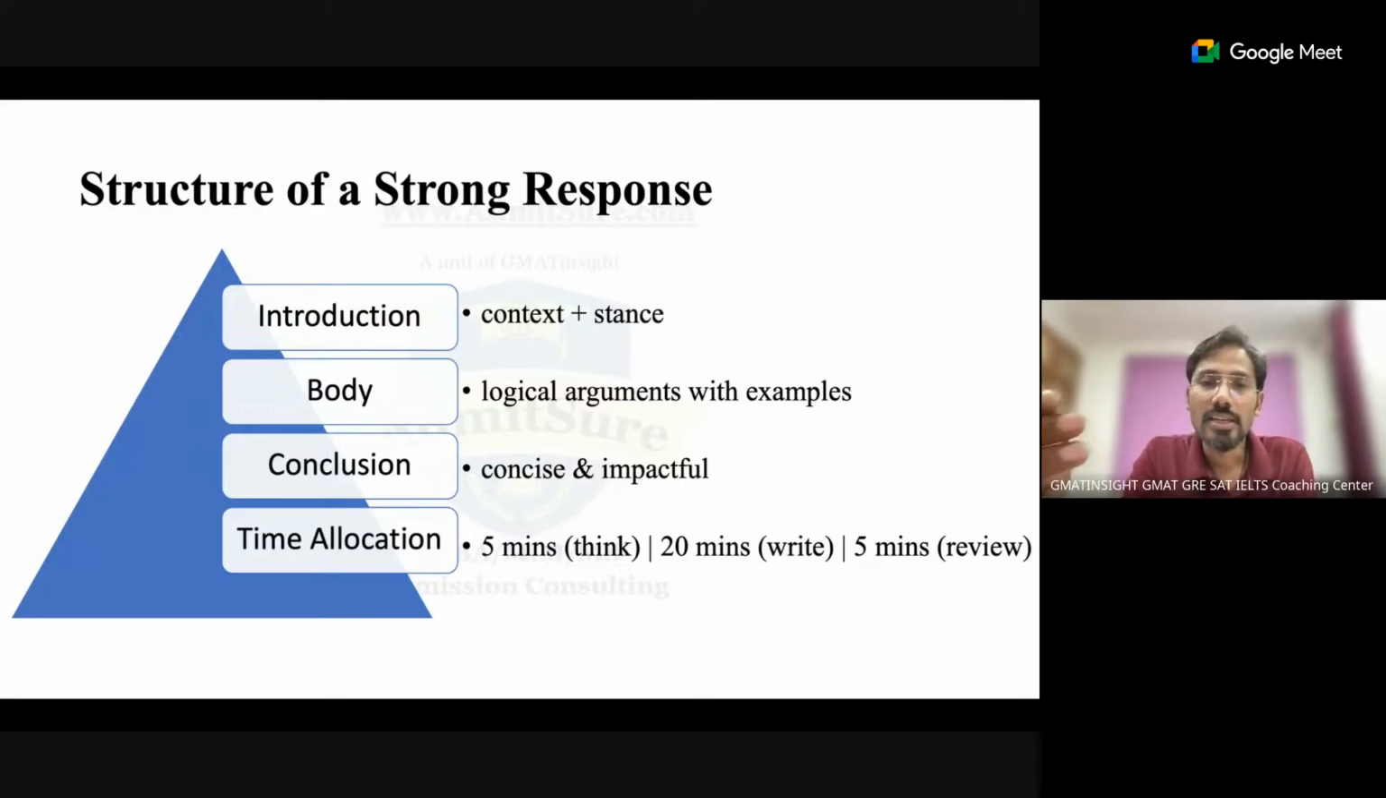We divide the entire WAT into 3 different parts. The first part is the introduction, in which you have to write the context and your stance as well, that is, what exactly is your understanding about the topic.